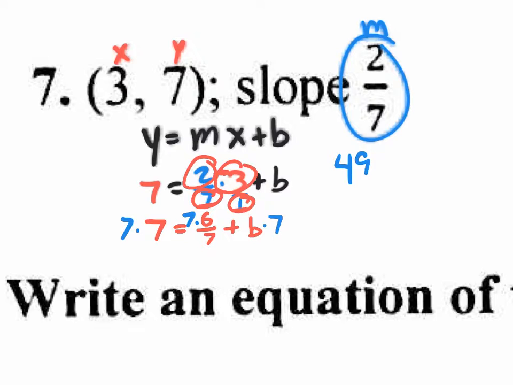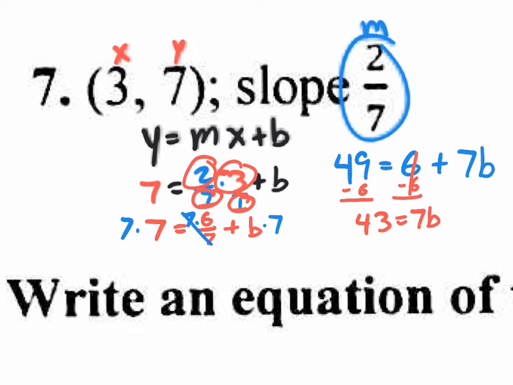You'll have 49 equals, the 7's cancel. You're going to have 6 plus 7b. So what do we do with the 6 on the right side of the equation? Subtract, subtract. And what's my final, well actually the almost final equation? We have 43 equals 7b. So what's my final step?